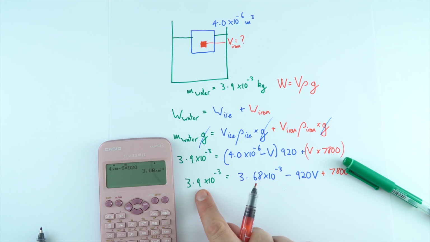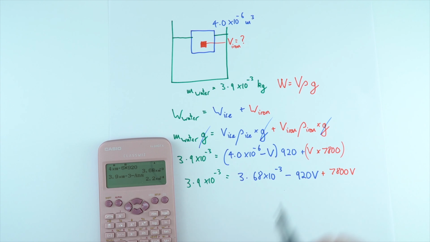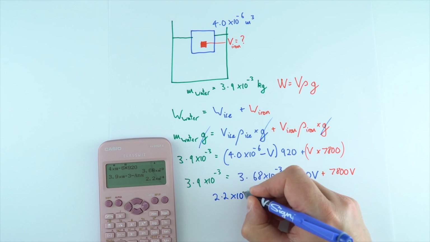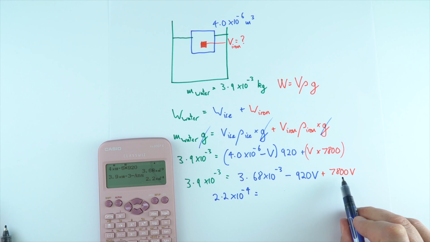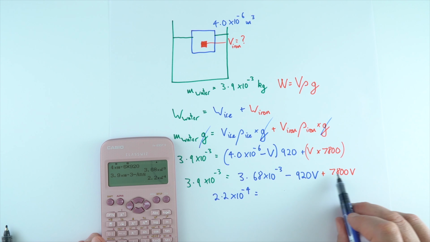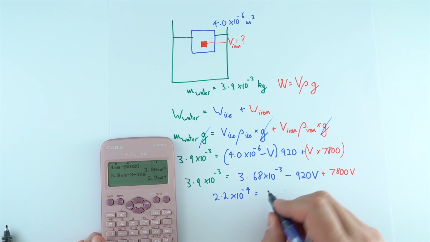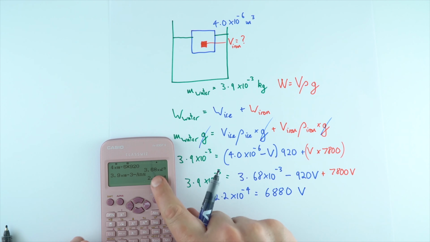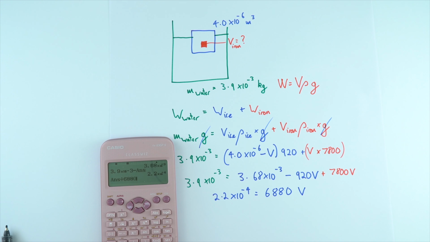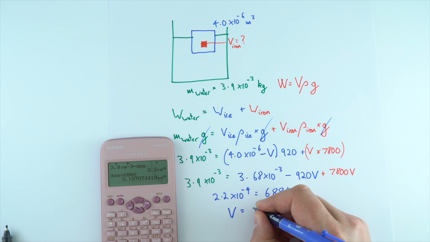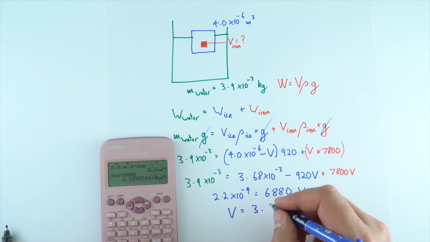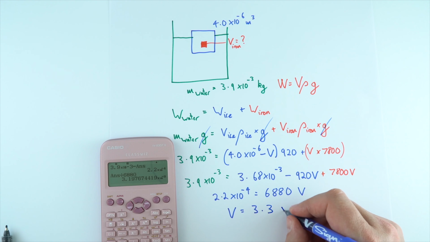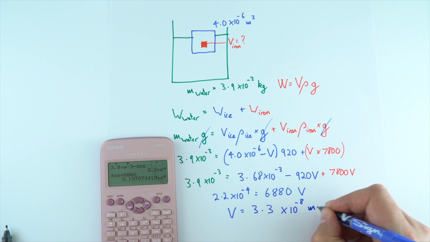So then we can say that 3.9 take away 3.68 times 10 to the minus 3 is equal to 2.2 times 10 to the minus 4. And that's equal to 7,800 take away 920, which is equal to 6,880 times V. So we're going to divide this by 6,880 to get a value for V equal to 3.1976. So that's 3.2 times 10 to the minus 8 meters cubed.